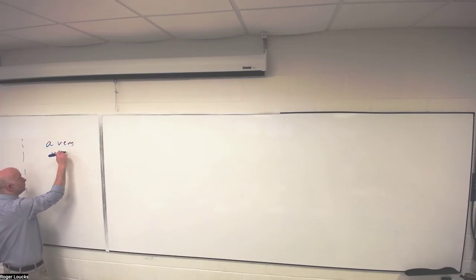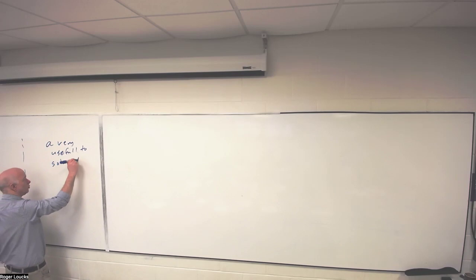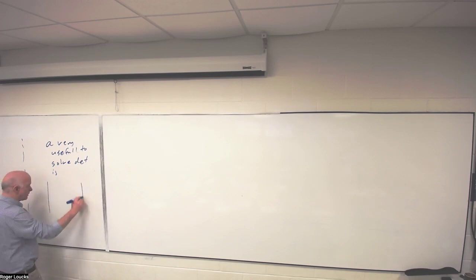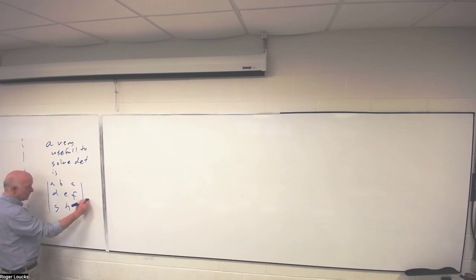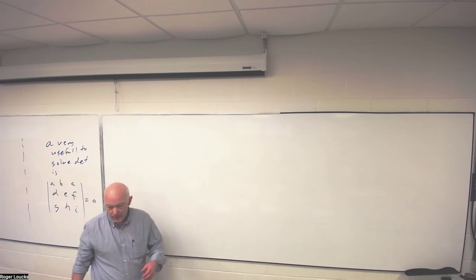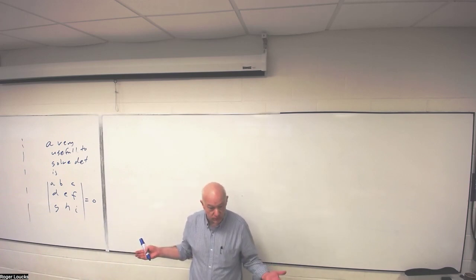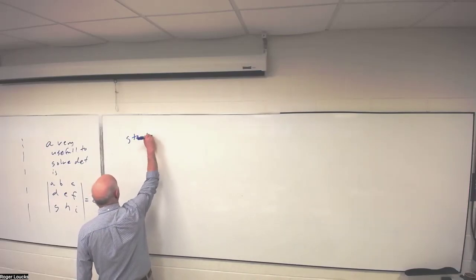So a very useful way to solve determinants is the following. Let's say I have something like this: A, B, C, D, E, F, G, H, I, which is what we have in the eigenvalue eigenfunction problem. Now, what's the standard? What do they teach in math? Which is not wrong.